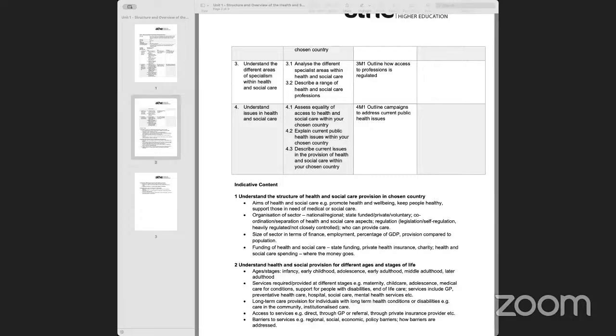Now, in the merit criteria, we're looking at outlining how access to professions is regulated. Here we're going to be looking at some of the regulatory bodies for each of these professions that we discuss.